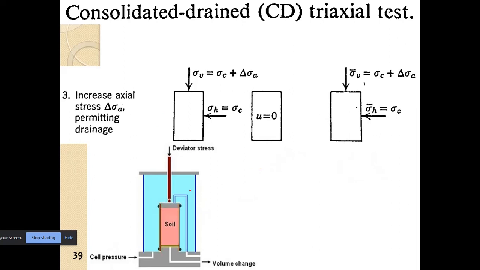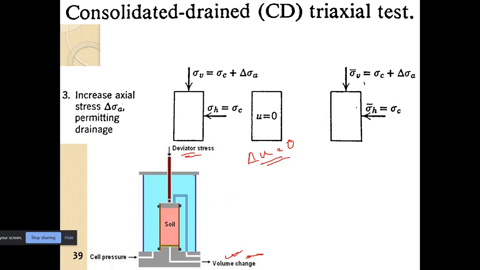Then in stage 3, when we apply the deviator stress, in this stage also we allow the volume change. So in this case also, there is no change in the pore water pressure, but there are volume changes in the sample. The sample may expand or it may compress depending on the property of the soil. Of course, we will see when it expands and compresses in the later classes.